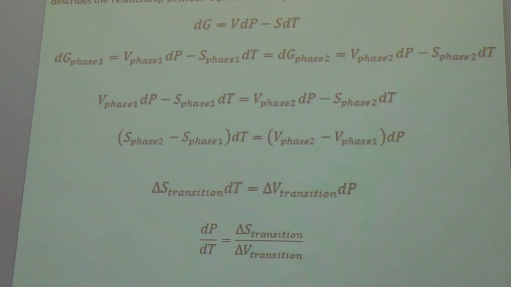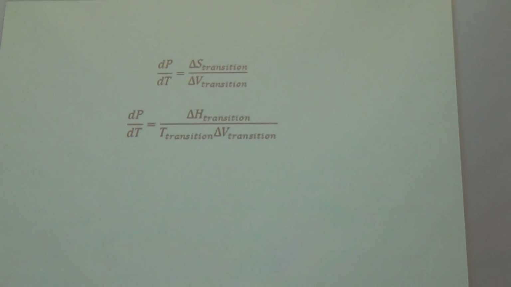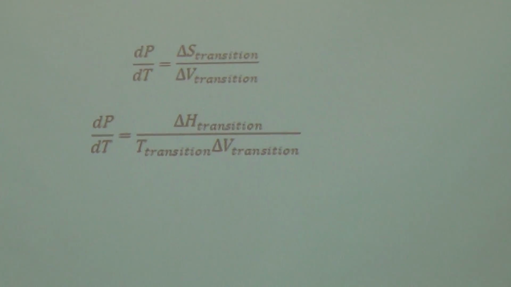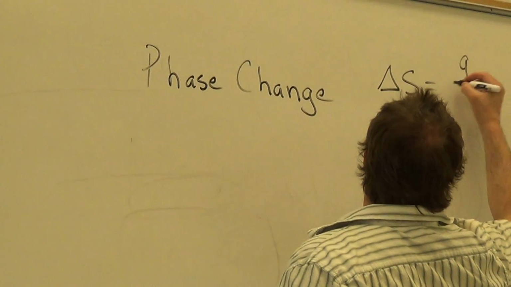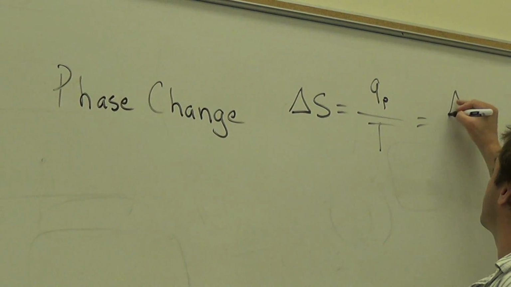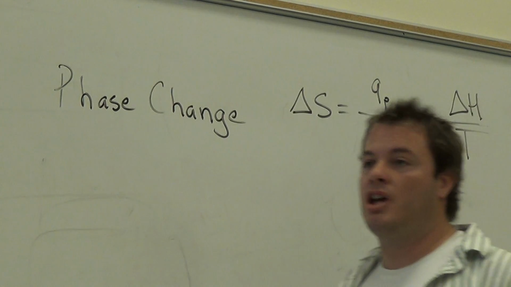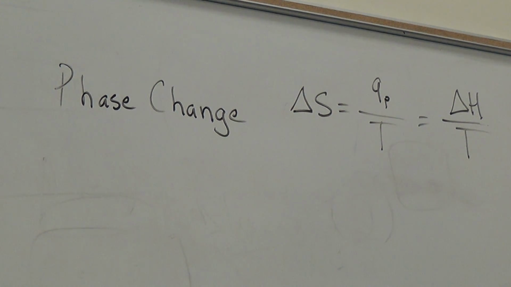You can recast this equation. We said that for phase transitions, delta S is equal to Q at constant pressure over T, and that is delta H over T. And so we can take that expression that we derived, dP over dT is delta S of transition over delta V of transition, and we can turn that into the expression dP over dT is equal to delta H over T delta V.